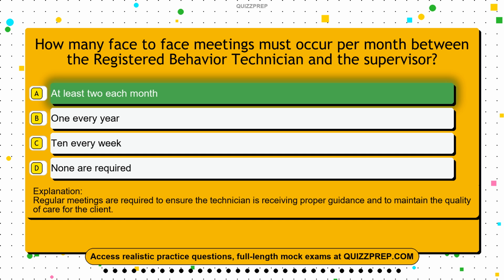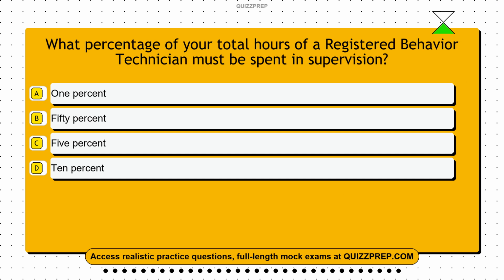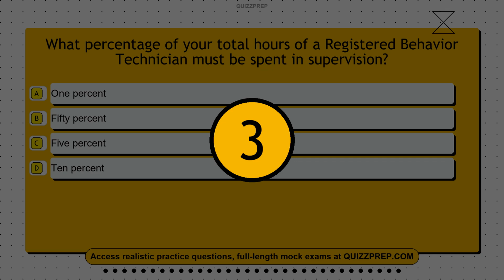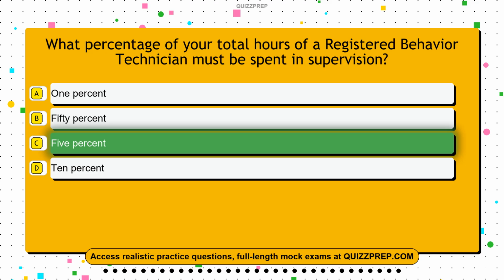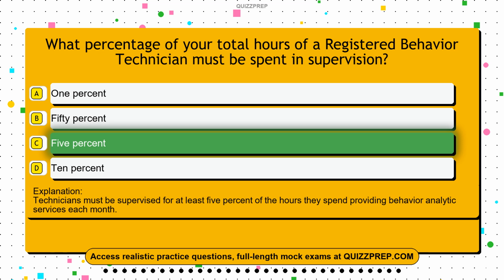Question 19. What percentage of your total hours of a registered behavior technician must be spent in supervision? Option A, 1%. Option B, 50%. Option C, 5%. Option D, 10%. The correct answer is option C, 5%. Technicians must be supervised for at least 5% of the hours they spend providing behavior analytic services each month.